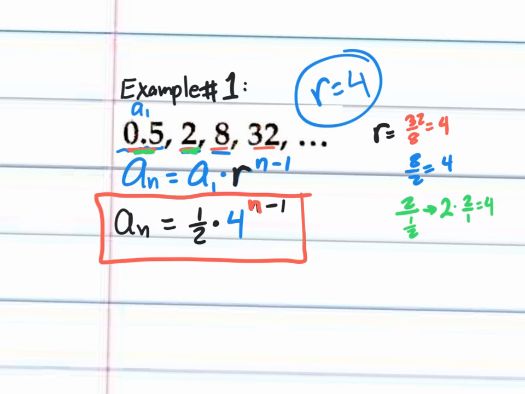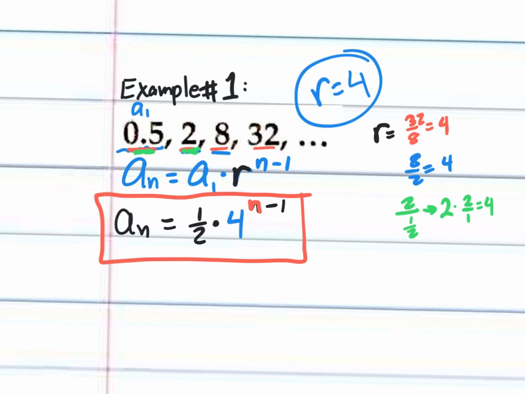Anyway, let's take this a step further. Why do I want to find this a sub nth rule? Because this is the machine that produces this list. If you're not too sure if you did this right, what could you always do? You could plug in the number 1, and it should give you this first answer, 1/2. If you plug in a 1 right here, what's 1 take away 1? It's 0. What's anything to the power of 0? It's 1. And 1/2 times 1 really is 1/2, or 0.5.